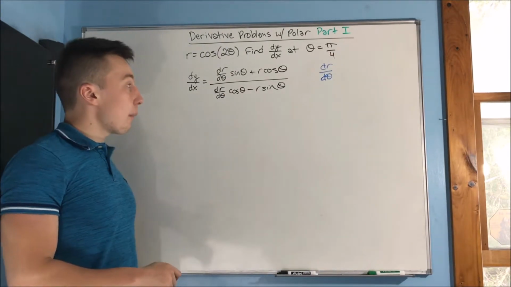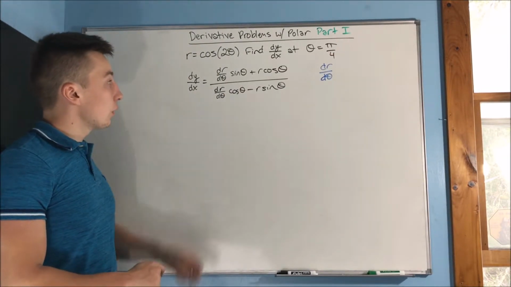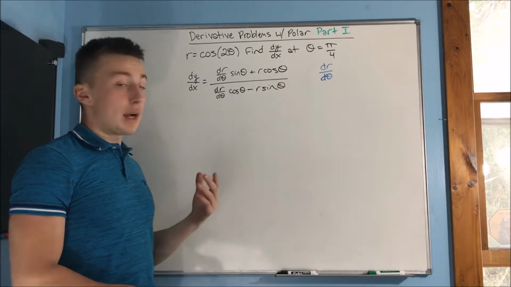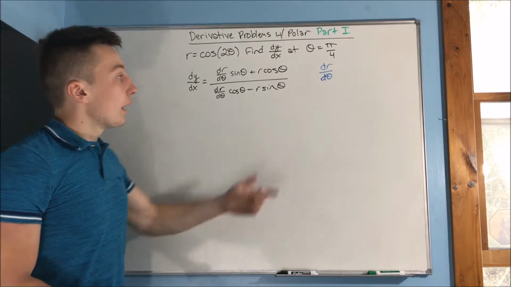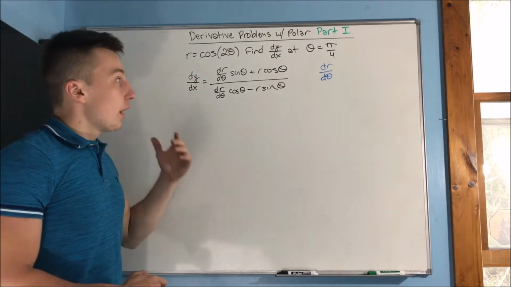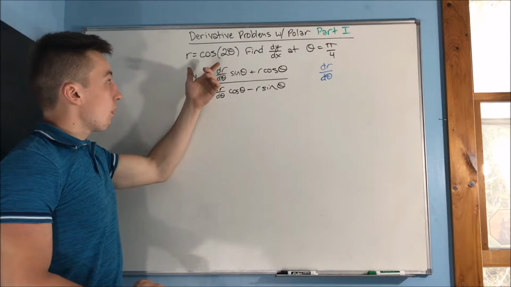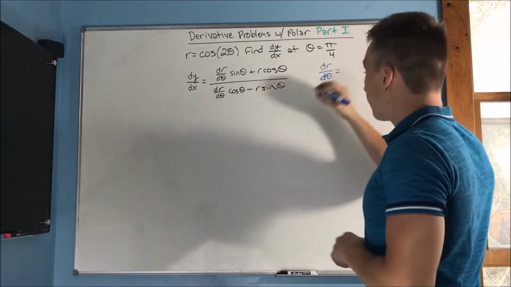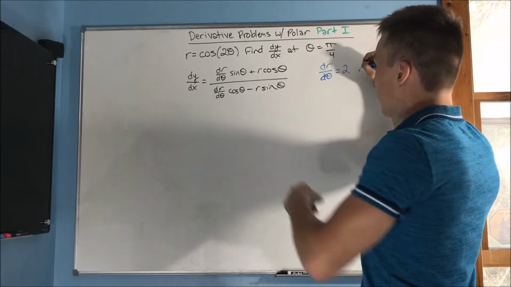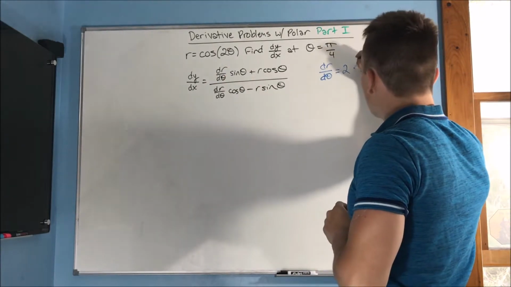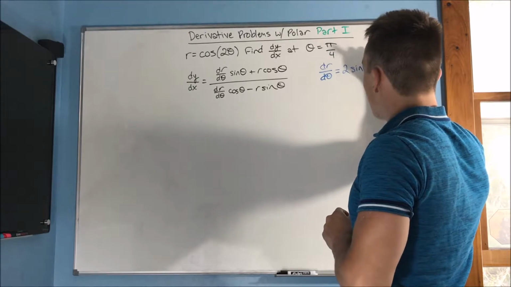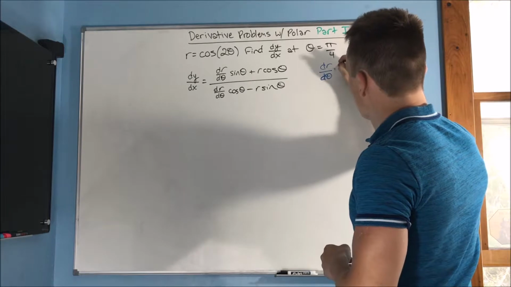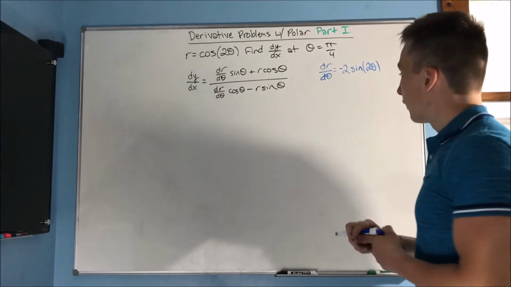Alright, so we have our next problem up on the board here. We have the function r equals cosine of 2 theta. We want to find dy dx at theta equals pi over 4. So, we have dr d theta here. What is that going to be? Well, we take a derivative here. We will get 2. Alright, that 2 will come out. And then we'll have sine of 2 theta. And remember, since we're going from cosine to sine, that's going to be negative. So, equals negative 2 sine of 2 theta.